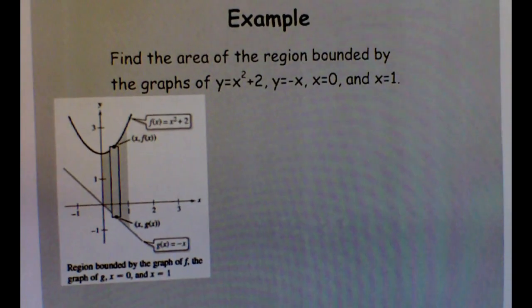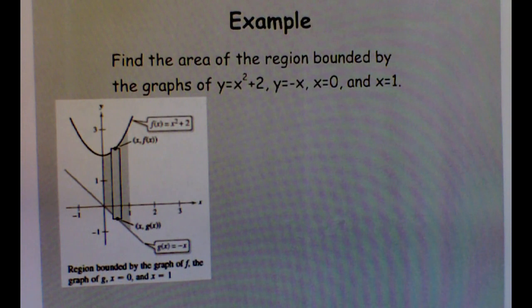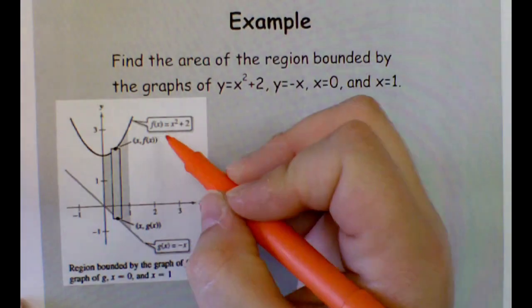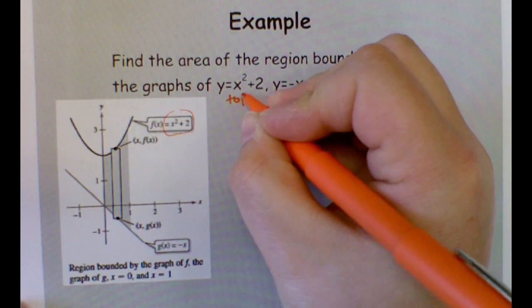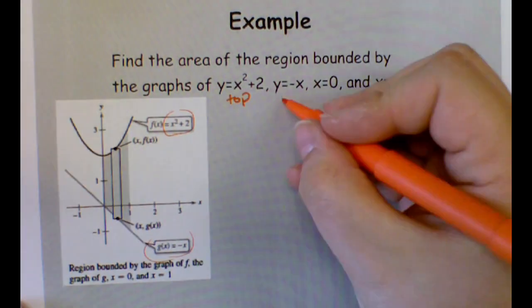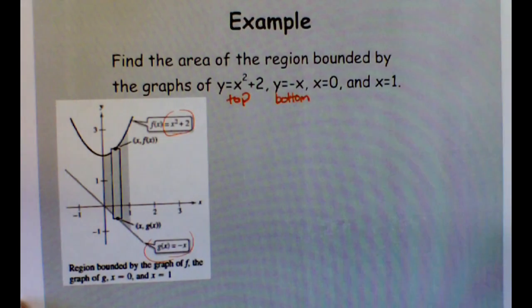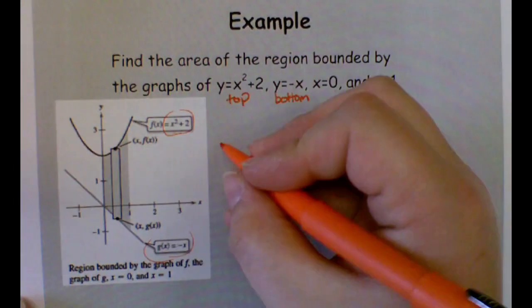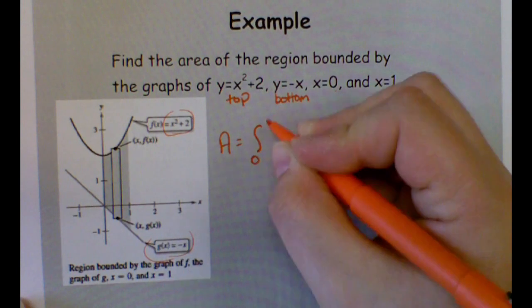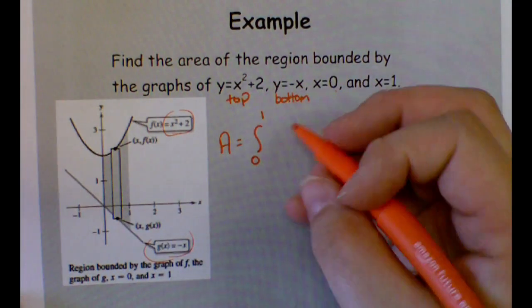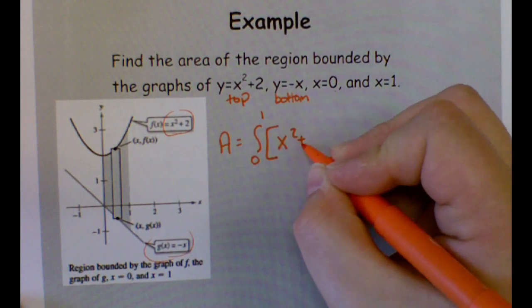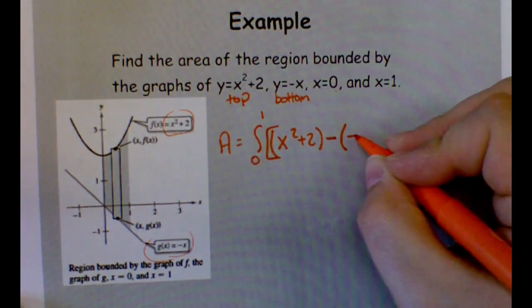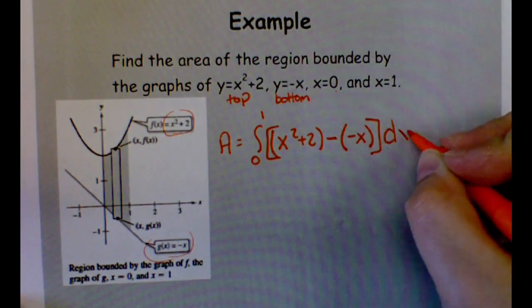So let's find the area of the region bounded by y equals x squared plus 2, y equals negative x between 0 and 1. First thing to think about is which function is on top. Now I've given you the picture here so you can tell which is on top. Well, never mind, they're not called f of x. But x squared plus 2 is the top, and negative x is the bottom. Our interval is from 0 to 1. So to find the area, we take the definite integral from 0 to 1 of the top minus the bottom. So the top is x squared plus 2 minus the bottom, which is negative x, dx.